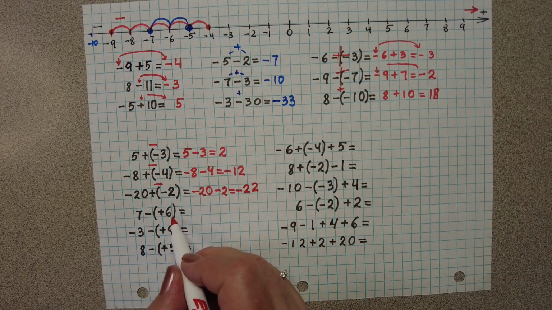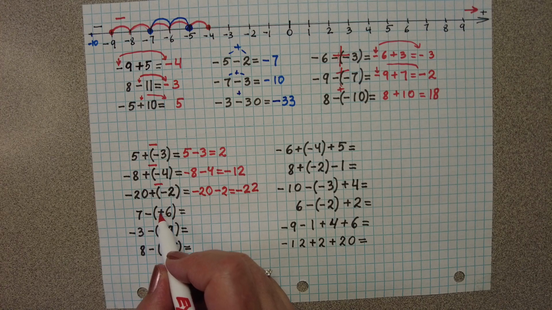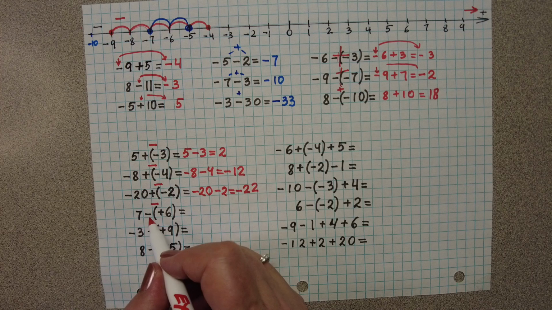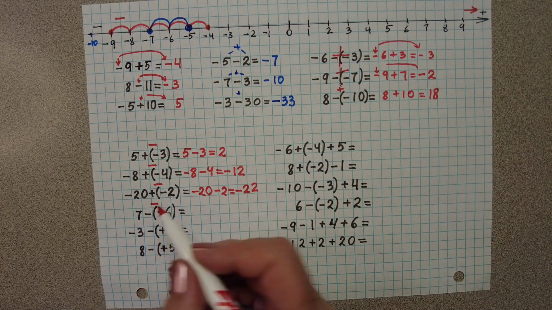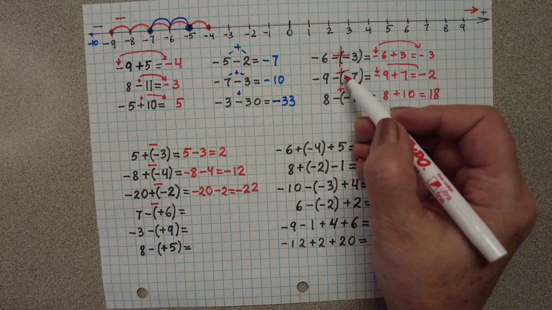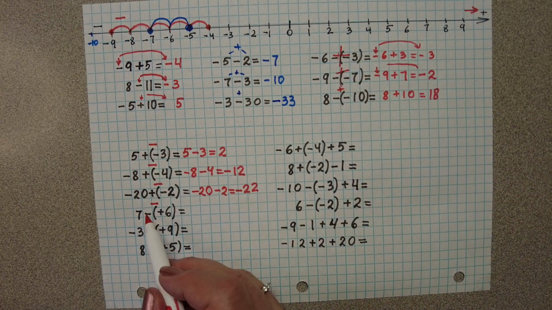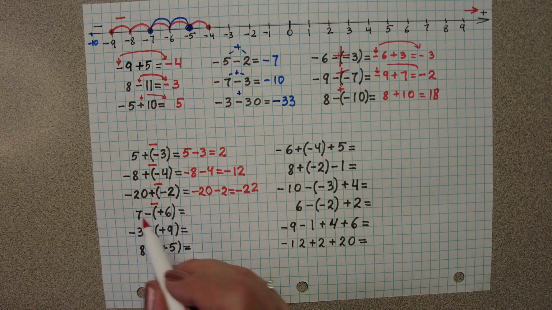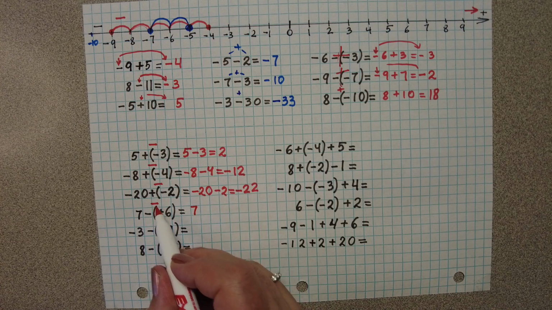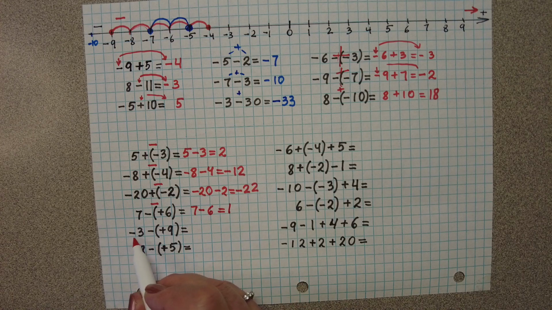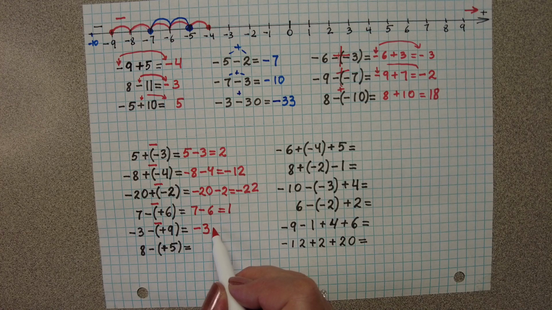This one, now minus is outside, plus is inside. Doesn't matter. Minus wins in this case. If different signs, minus wins. In this case, minus minus became plus because minus times minus is plus. Here, minus times plus is always minus wins. That's why 7, we're going to subtract 6 equals 1. Here, negative 3 plus minus, minus wins.